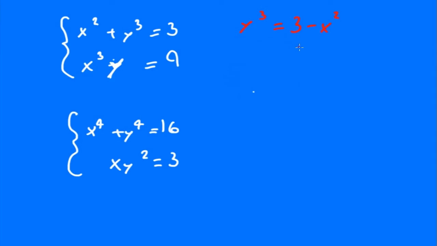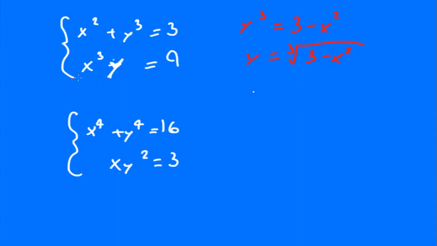3 minus x squared. And then our cube is going to go to the right and turn into a cube root, right? So y is going to be the cube root of 3 minus x squared.